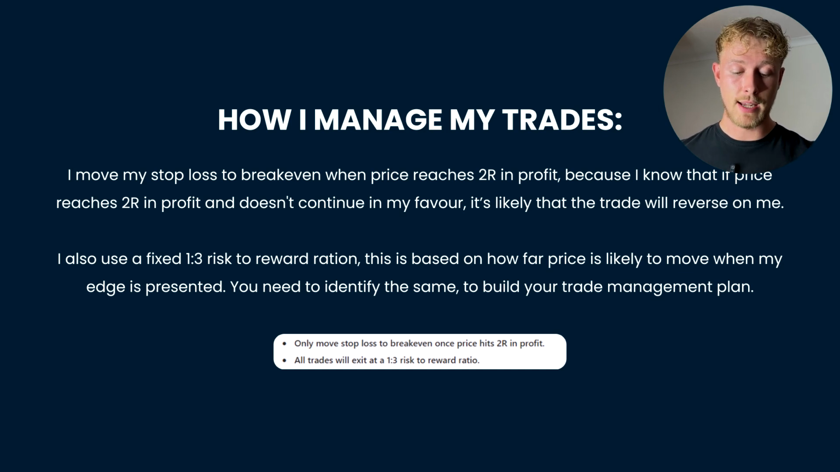You need to identify the same to build your trade management plan and to answer those questions based on what we previously went through. So I only move my stop loss to break even once price reaches 2R in profit, and all my trades will exit at a 1-to-3 risk to reward ratio. Again, that's based on my own trading style and how price plays out.